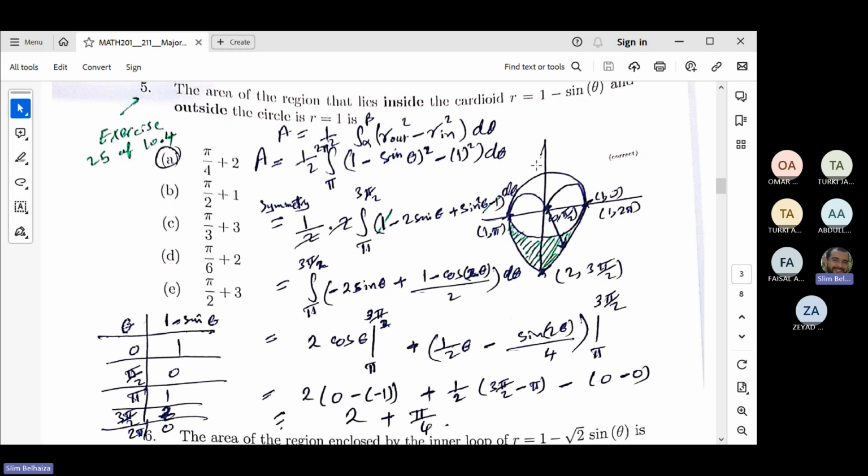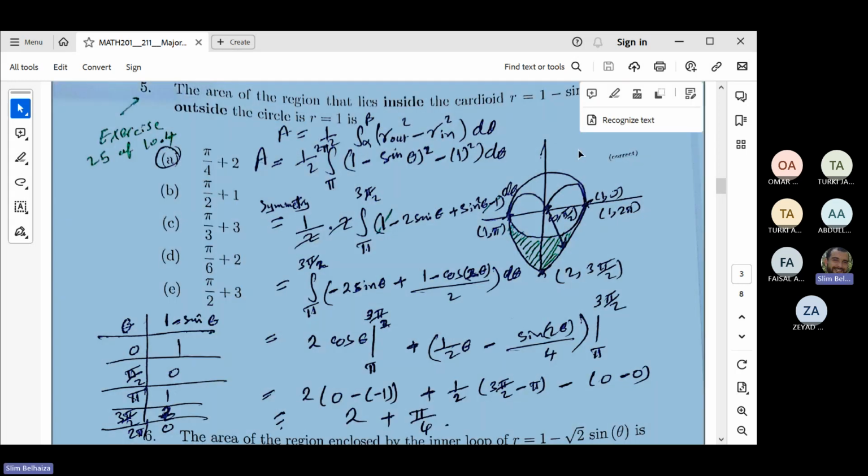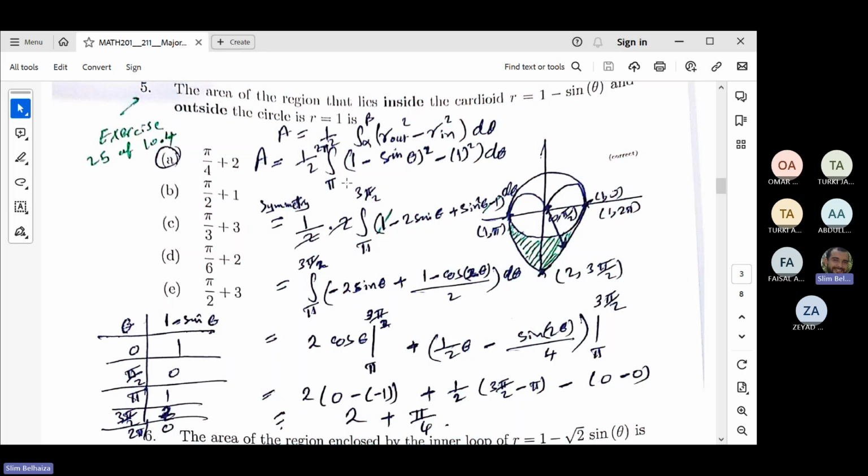So now here the answer is that the integral should be what? It should be from pi to 2 pi, because of course we need to make sure that we have a positive area, and that's why we're going to have the integral from pi to 2 pi.